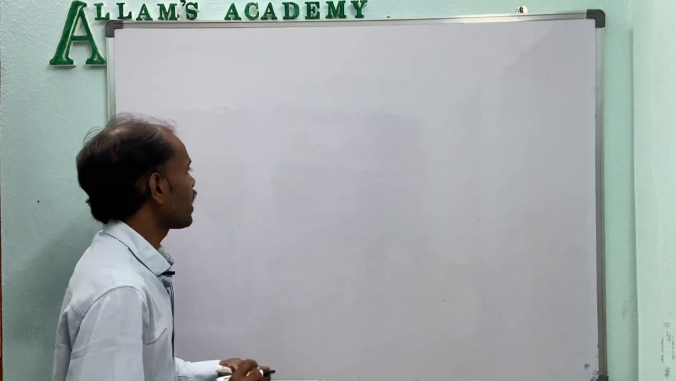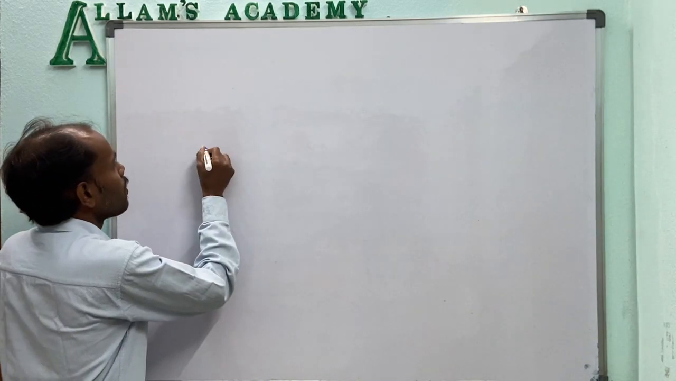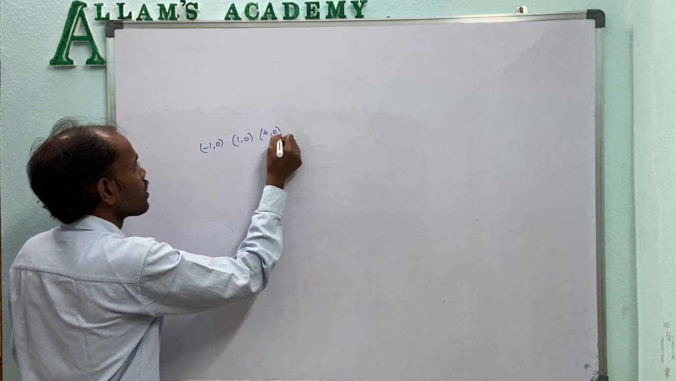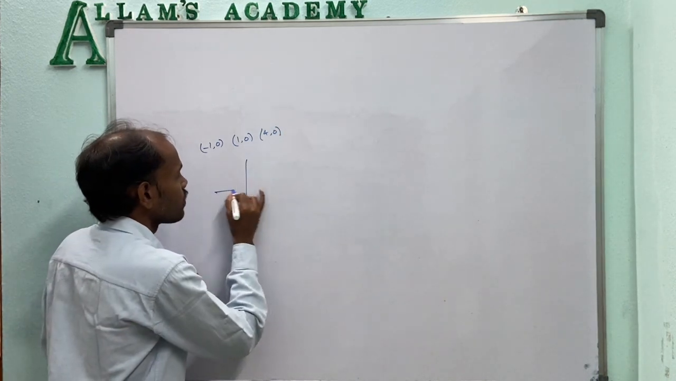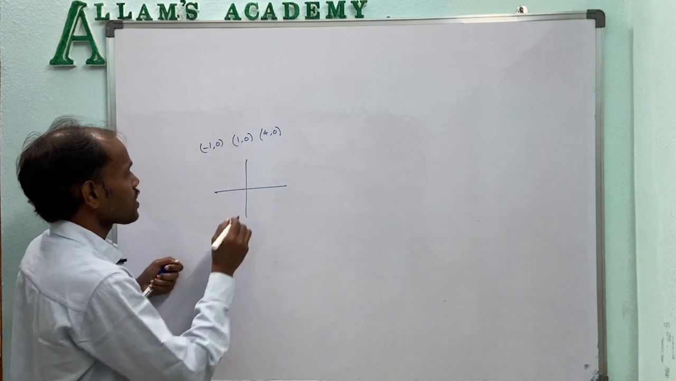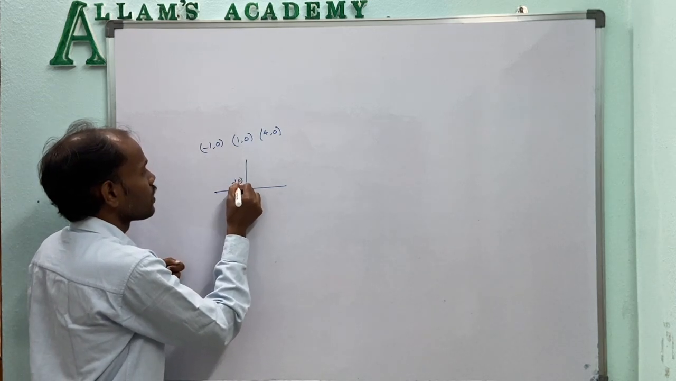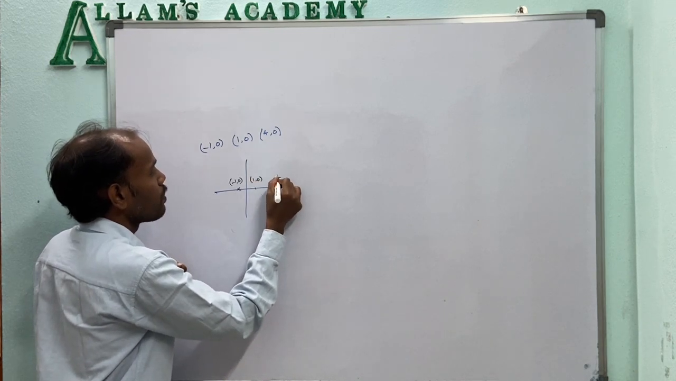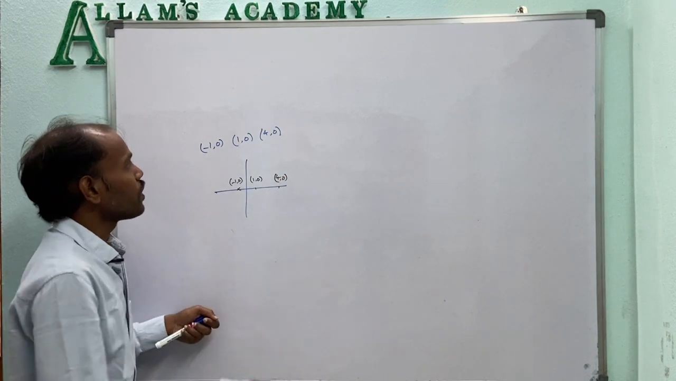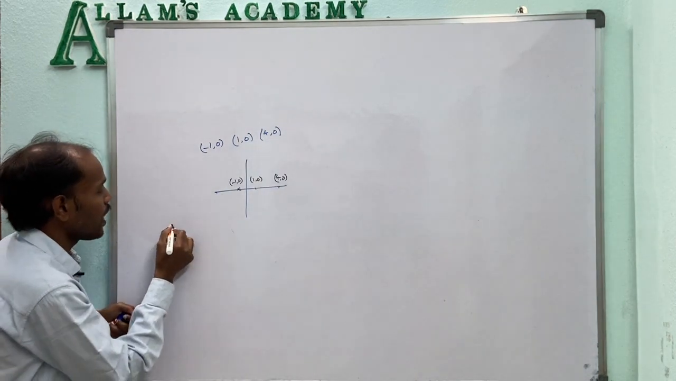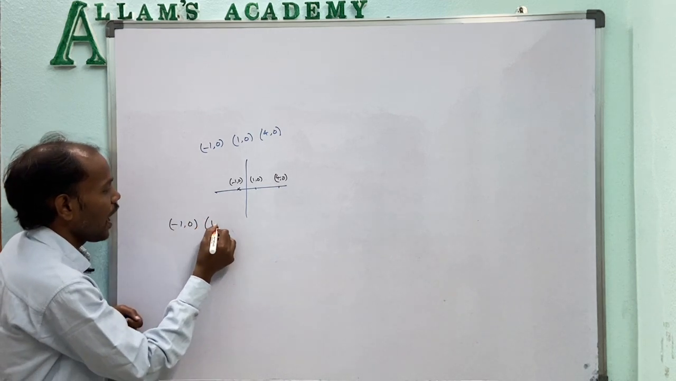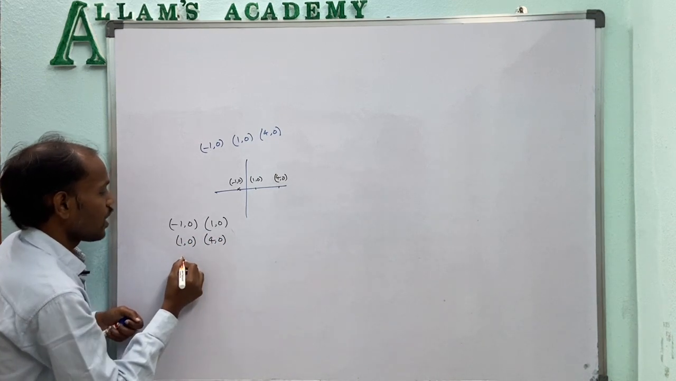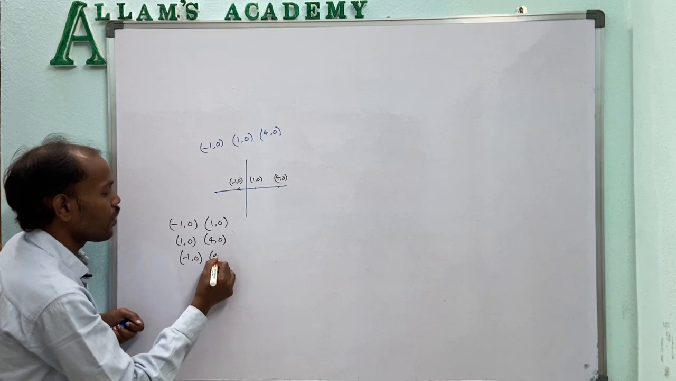If we locate the points -1, 0, 1, 0 and 4, 0 on a graph. So here the points -1, 0, 1, 0 and 4, 0 will be located. Now find the distance between each and every point: -1, 0 and 1, 0; 1, 0 and 4, 0; and -1, 0 and 4, 0.